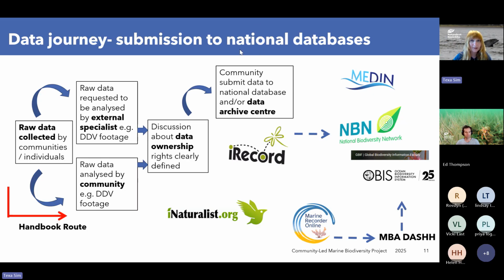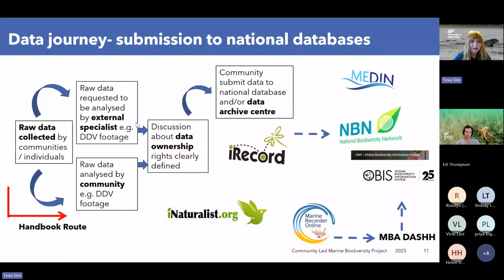So you've got your raw data collection at the beginning. You've got your analysis or any validation going on there, and making sure you've got a clear format for data ownership is really important, and then choosing your repository. So there are quite a lot out there. I'm going to attempt to explain a couple of these. Some repositories pass data on to others. So iRecord is an example of this, in that it passes on to the National Biodiversity Network map, where you can then publicly see sightings.